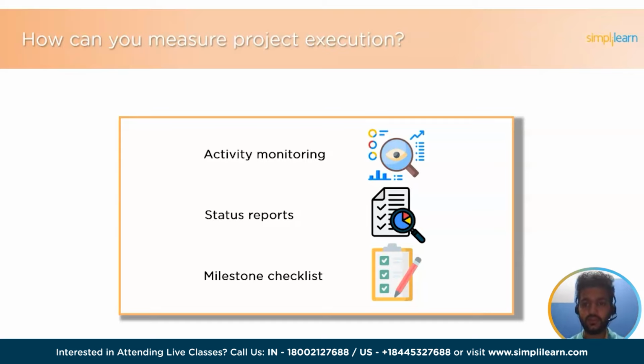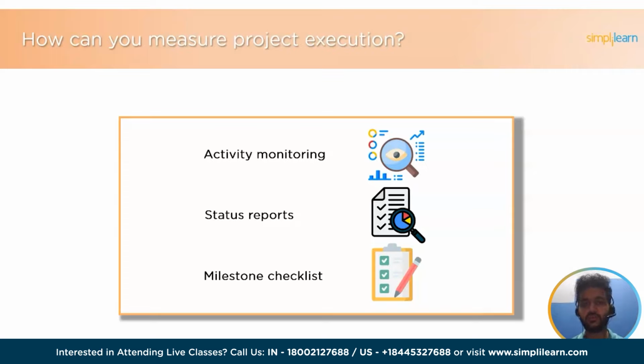Then there is milestone checklist. These are the list of specific deliverables or milestones that need to be completed in order for the project to be considered successful. This checklist includes all the activities that need to be done, who is responsible for them, and the deadline for the completion. This helps to ensure that all the critical tasks are completed on time and that the project stays on track.